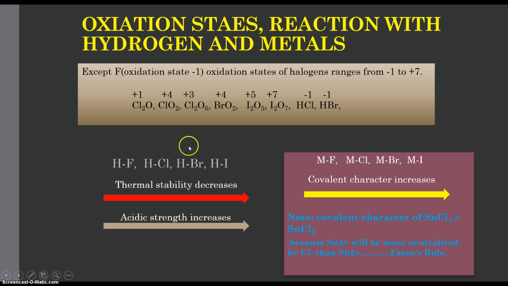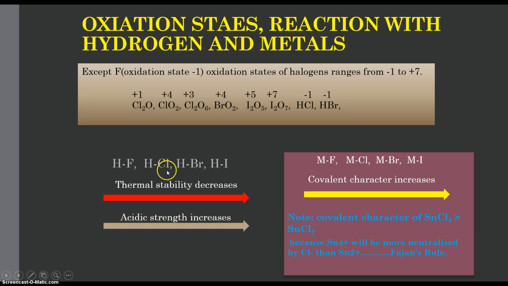Now let's discuss the hydrides of group 17 elements. These are HF, HCl, HBr and HI: hydrofluoric acid, hydrochloric acid, hydrobromic acid and hydroiodic acid. If we discuss the variation of thermal stability of these hydrides, thermal stability decreases from HF to HI.